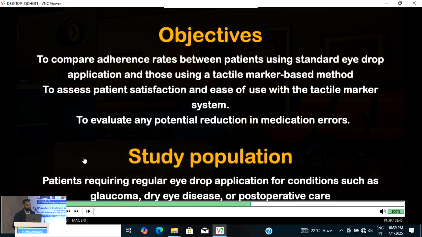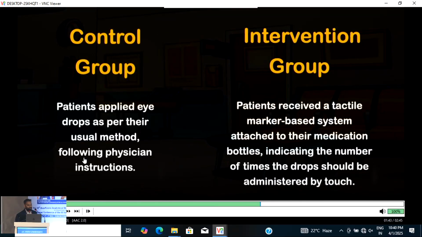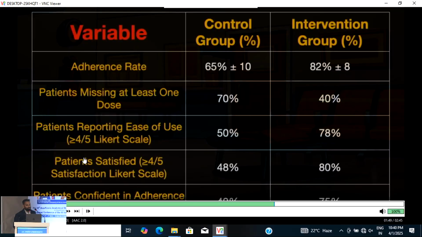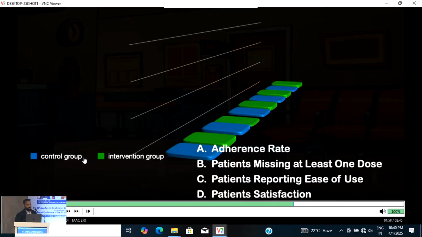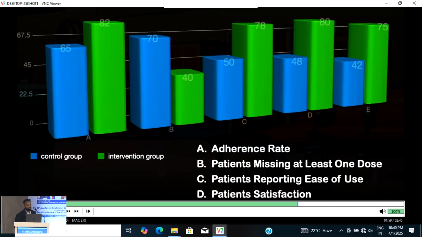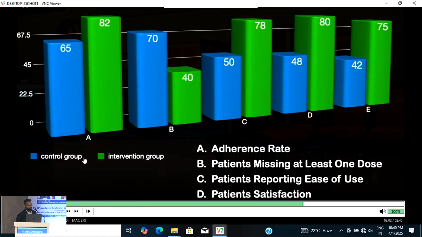We conducted a study with two groups. Control group, 150 patients, used eye drops traditionally. Intervention group, 150 patients, used eye drops with a tactile marker. The results? Higher adherence rates, hence fewer missed doses. Increased ease of use, making medication management effortless. Greater confidence in self-administration, hence empowering patients to be more independent.